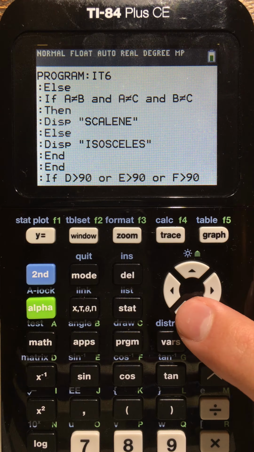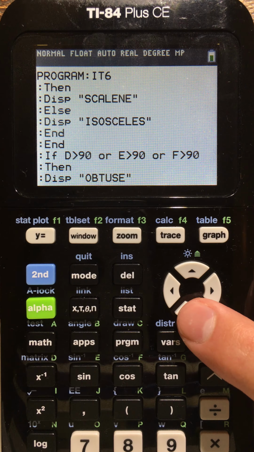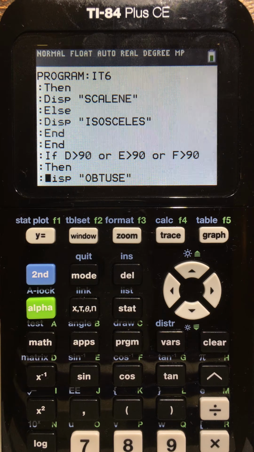Now, if none of those two conditions were met, then isosceles is the third remaining choice and the only possible option if the triangle is not equilateral or scalene. So there's no need to include a conditional for isosceles. We can just leave it as a third option.